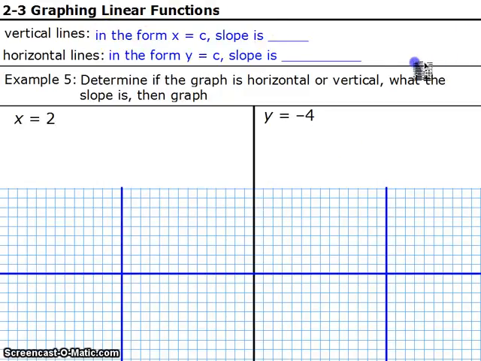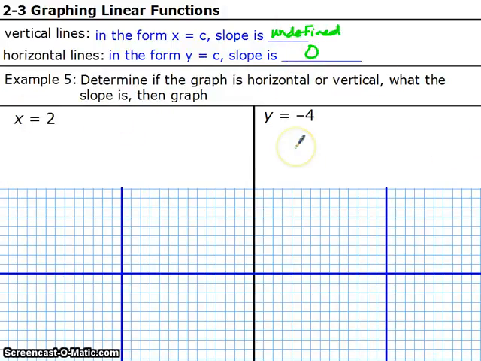Vertical lines are in the form x equals c. So notice there's no y in that equation at all. x equals, and c is a constant, just a number. The slope of vertical lines is undefined. Horizontal lines are in the form y equals c. Notice there's no x in a horizontal line. It's just y equals a number, a constant, and the slope of those is 0. I'll talk about that in a second.